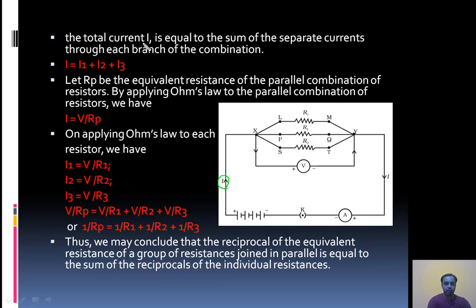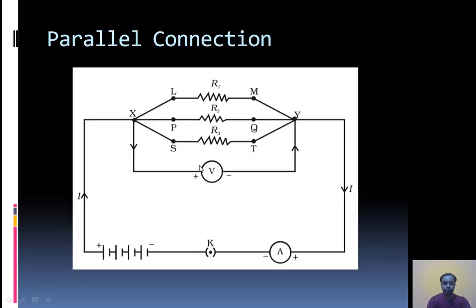So the total current I is equal to the sum of separate currents through each branch of the combination. So here what happens? Here current I is flowing through this wire. When this current I comes here, there are three branches. This current I will divide into three branches.